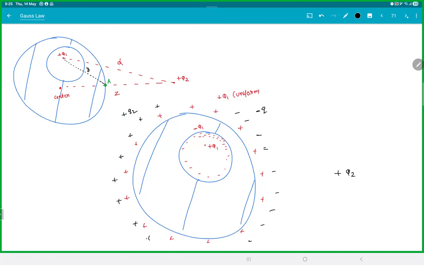Clear with this? So if someone asks you about the charge distribution, you just show this and you're done. You can't do anything more than that. Outside will be non-uniform.